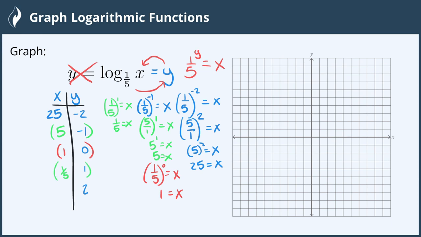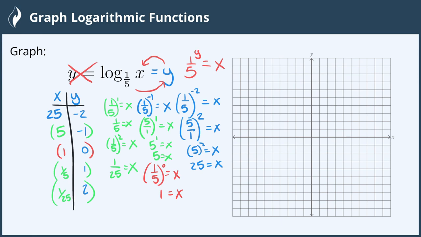And then with the 2, we have 1/5 squared. We'll square the numerator and the denominator, which gives us 1 squared, which is 1, and 5 squared is 25, and this equals x. So we have 1/25 and 2 as our last ordered pair.